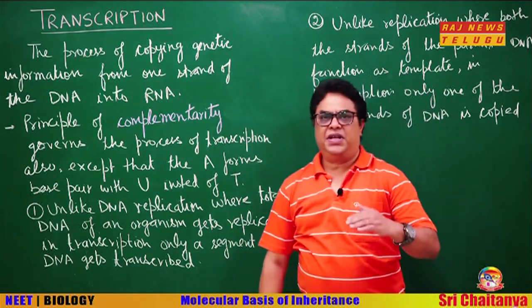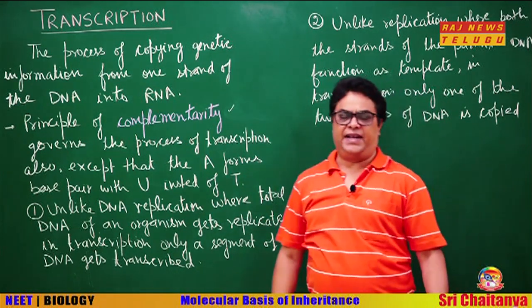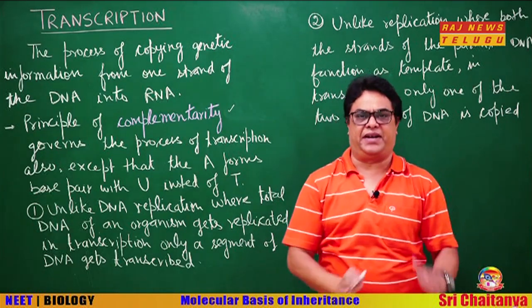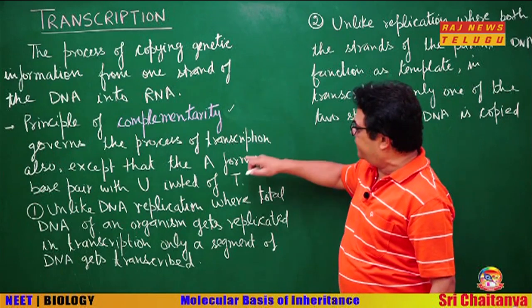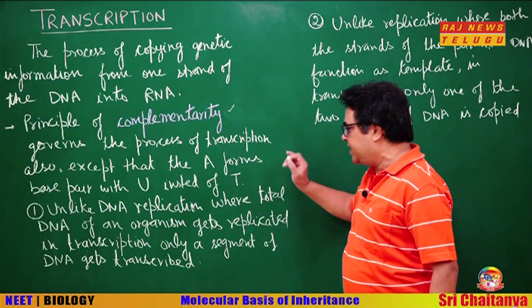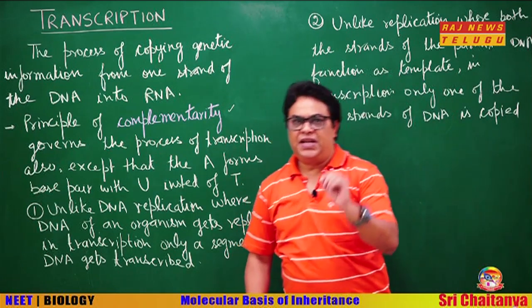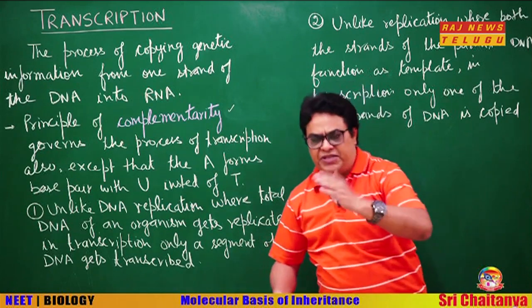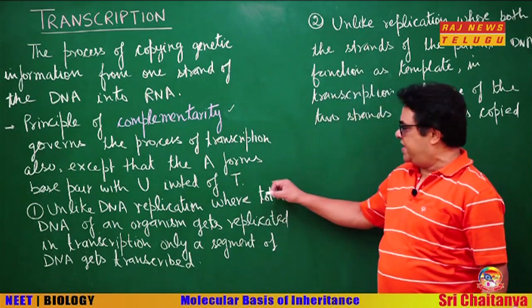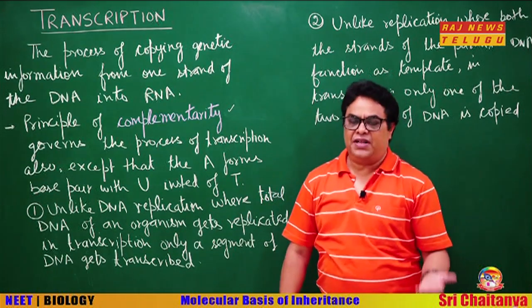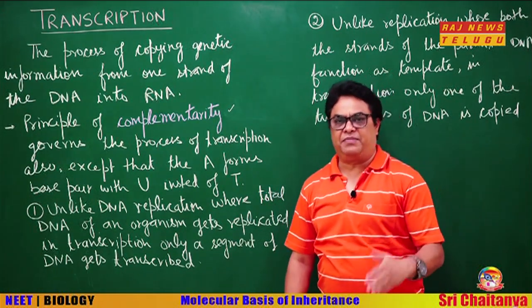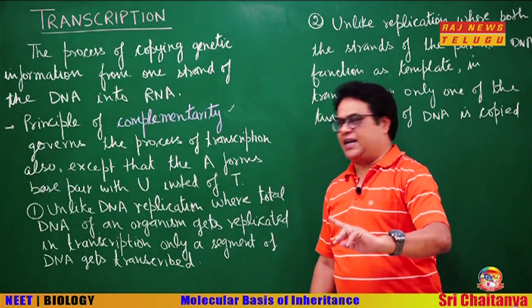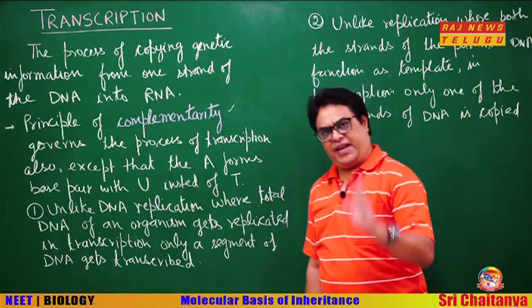Now here also the principle of complementarity means the RNA that will be formed will be complementary to the template DNA. Okay. So here also the principle of complementarity governs the process, but the difference is that if in the DNA there is adenine, then opposite to it in the RNA, instead of thymine, uracil will be attached, because you know that in RNA in place of thymine there is uracil. So if in the template DNA there is A, opposite to it in the RNA instead of thymine, uracil will be incorporated.